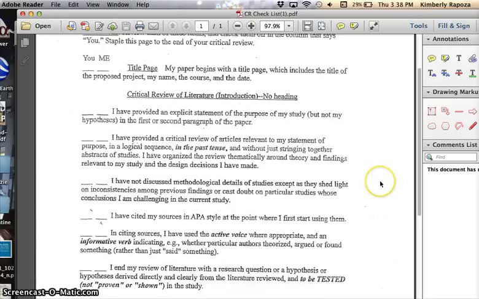In your critical review, you're going to have an explicit statement of purpose concerning your study. It's not necessarily your hypothesis, which will come at the end, but in the first or second paragraph of the paper, like in the outline that you just did, you want to define for your reader what was the purpose or what will be the purpose of the study.